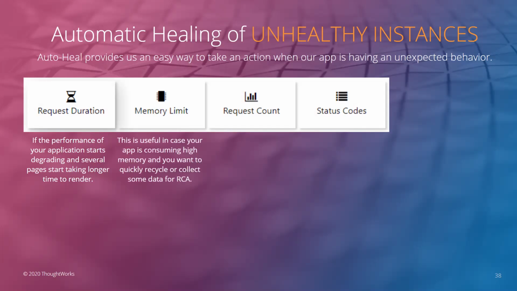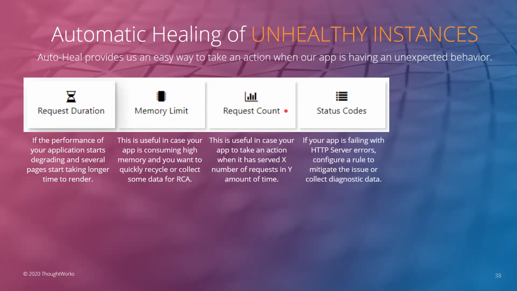If our memory of the app service is reaching beyond the threshold limit, you can use this feature. Let's say your request count is high, the incoming requests on your app service are high, and you are not able to serve the load. In that case also, this feature helps you to mitigate the situation. And the last option is the status codes. Let's say your app service instance is returning, apart from the 200, the 400 or 500 continuously.